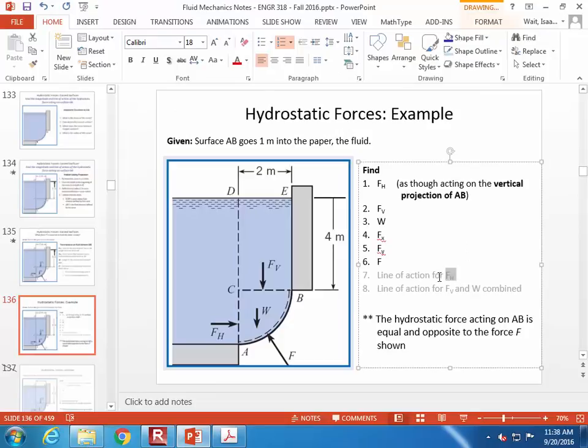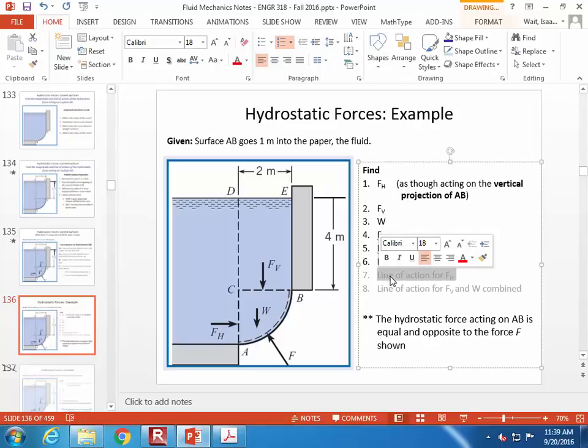So here, the line of action for F sub h. What that means is find the YCP. So for the horizontal force component, obviously the location of the force is below the centroid. And we've done problems like that before. And in fact, this is going to be an easy one because since this is a vertical projection, it's going to be vertically oriented. And so what's the simplification when you've got some sort of a vertical flat object that you're finding the YCP for?